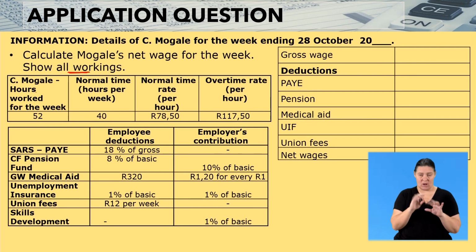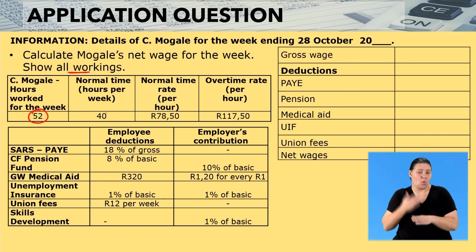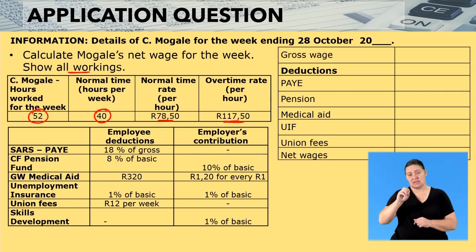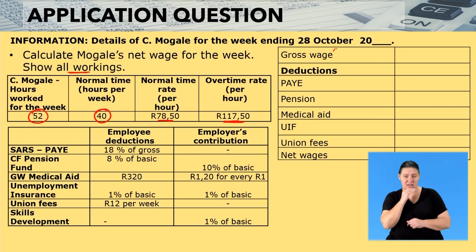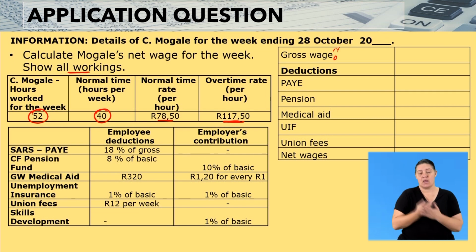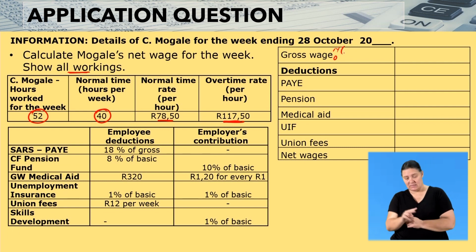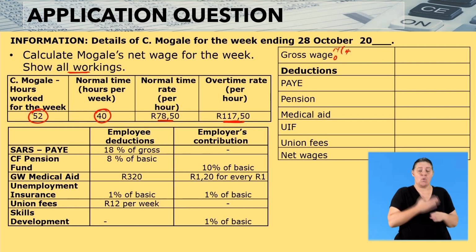We have the hours that he has worked, 52 hours. But the normal hours that he must work per week is 40. The normal time rate is 78 Rand 50, and the overtime rate is 117 Rands and 50. That means he's worked normal time as well as overtime. In normal time, he has worked 40 hours and the rate for normal time is 78 Rand 50.